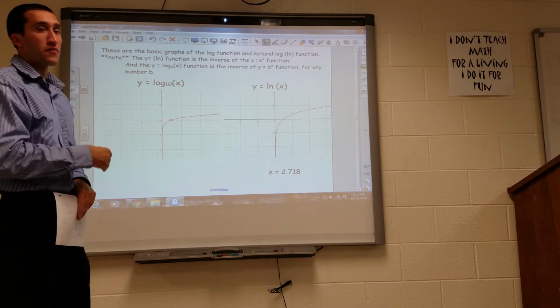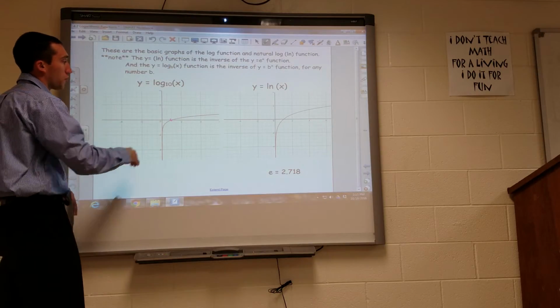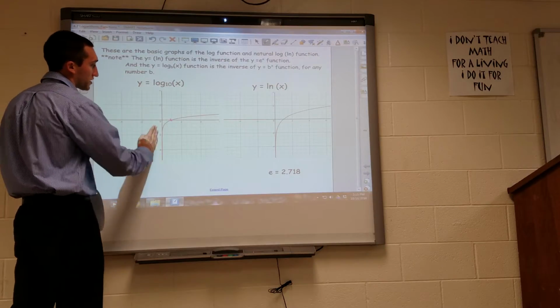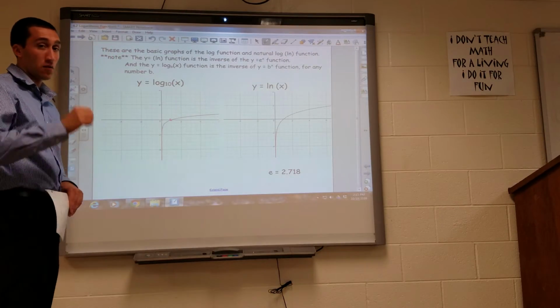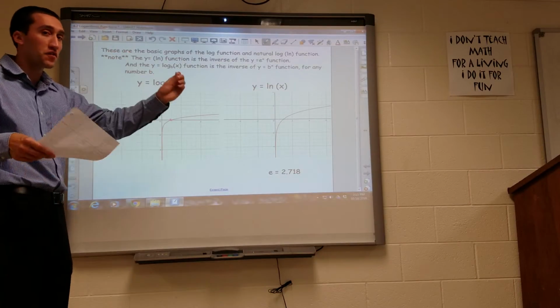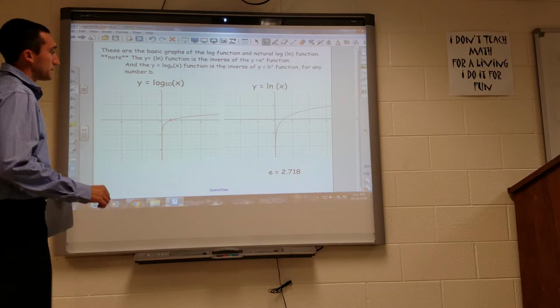If you'll remember, the basic exponential graphs cross through the point (0, 1). So now instead of going through the y-axis, here we've gone through the x-axis at (1, 0). So that's the difference between exponential and logs, because they're inverse functions of each other. And we'll see that coming up in later chapters.